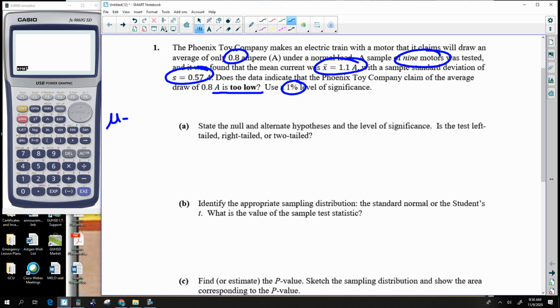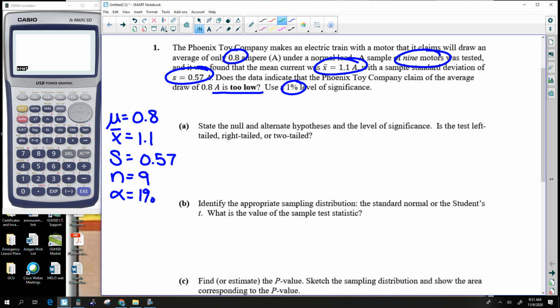The average historically should be 0.8. My sample is showing that it is 1.1. Notice how I have an S, a sample standard deviation. So that means this is going to be a student's T, and I'm going to have to be using the T table. My sample size was 9 motors, and my level of significance is 1%. And I want to see, is it too low?